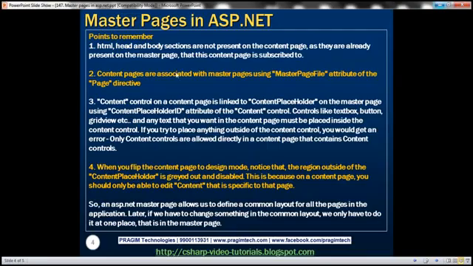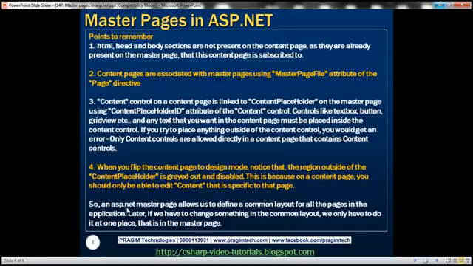Okay, so here are the other points to remember about master page. Content controls on a content page are linked to content placeholders on the master page using the content placeholder ID attribute of the content control. We have seen that just now. And controls like text box, button, grid view, etc., and any static text that you want on the content page, all that should be placed inside the content control. If we try to place anything outside of the content control, we would get an error.